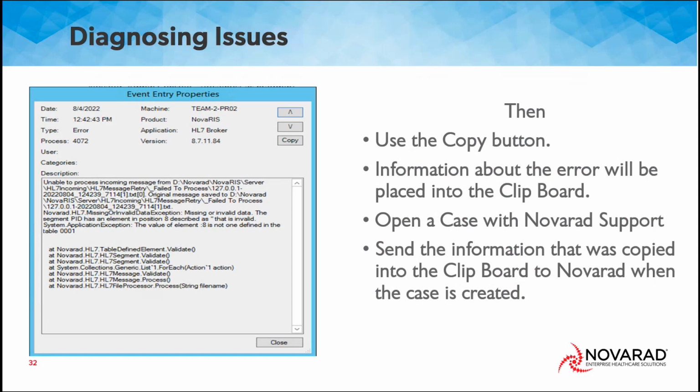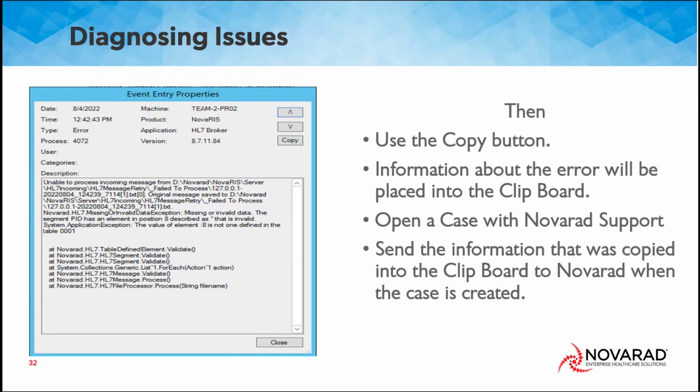If you do find an error message, you can drill into that error message and you can see maybe a little bit more information. So notice that this error says I'm unable to process an incoming message from, and in this case it's a file name.